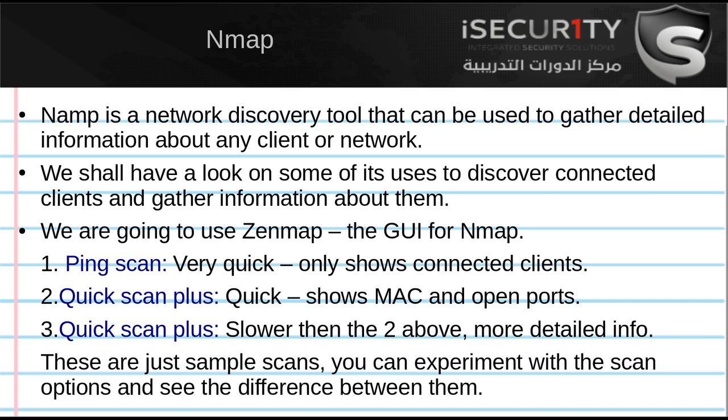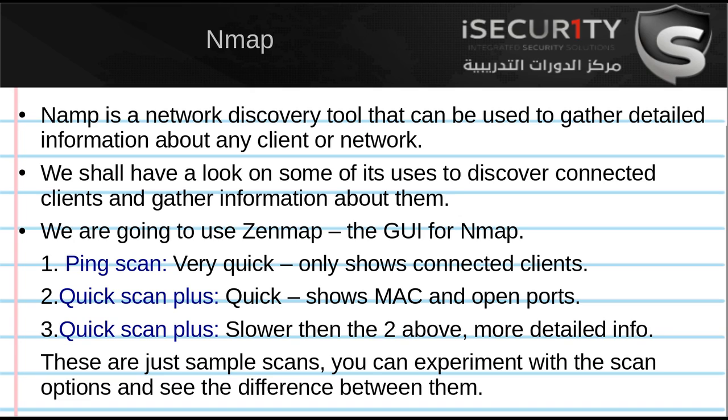You can discover clients that are within your network. You can gather information about clients that are outside your network. You can gather information about clients just by knowing their IP. You can put the IP and then gather information. Now, Nmap is a huge tool. It has many uses. It can be used to bypass firewalls, all kinds of protection and security.